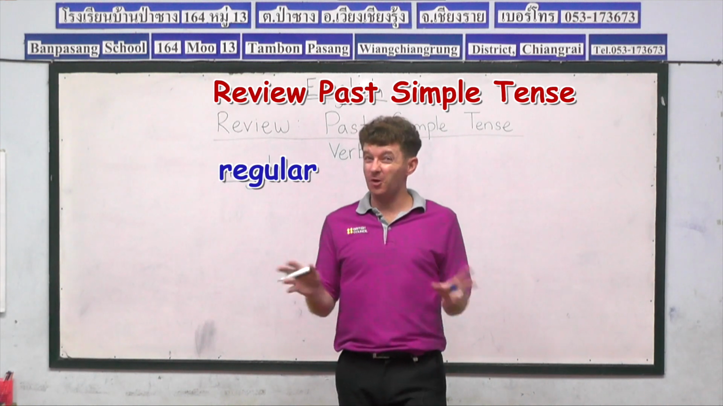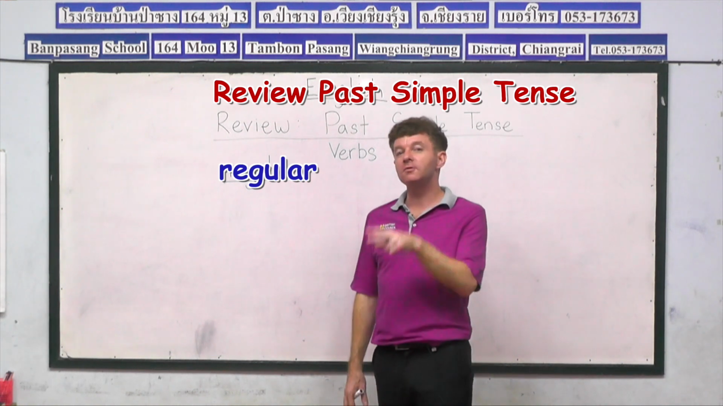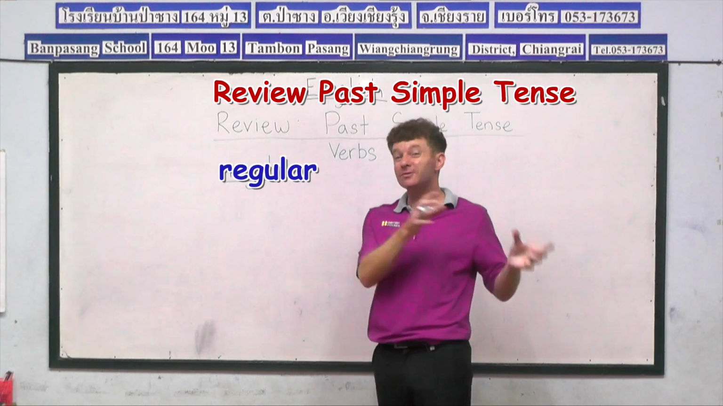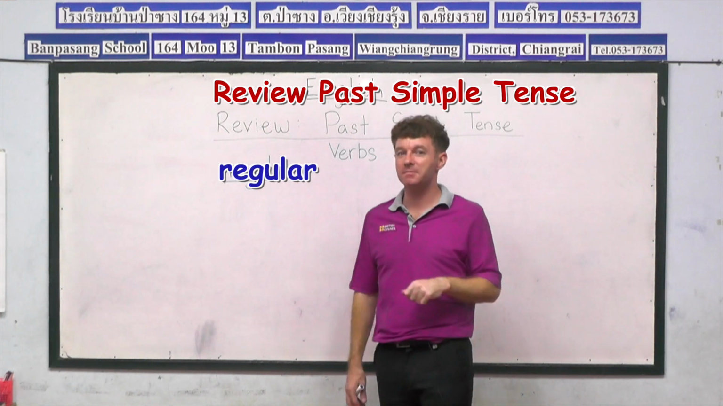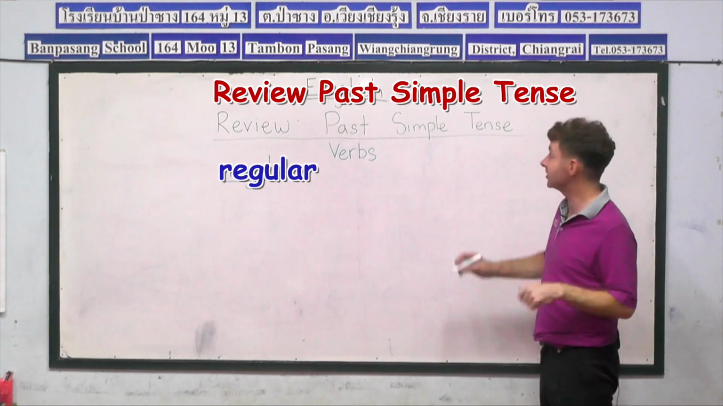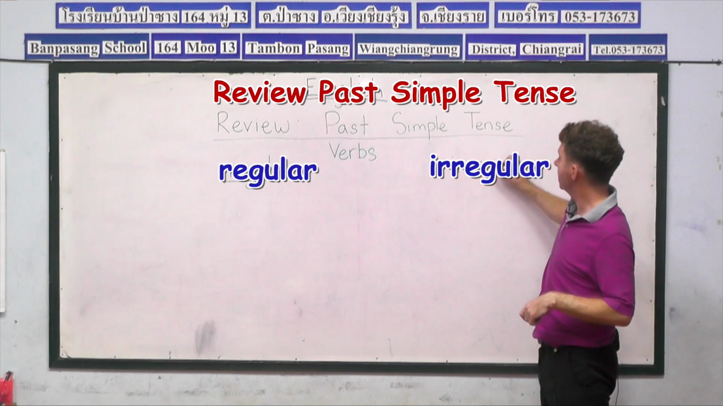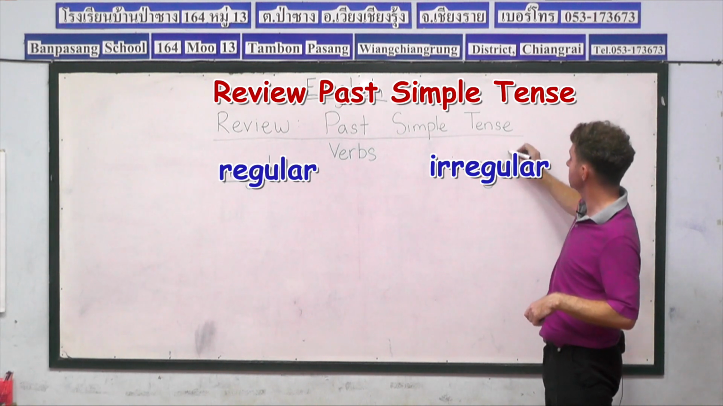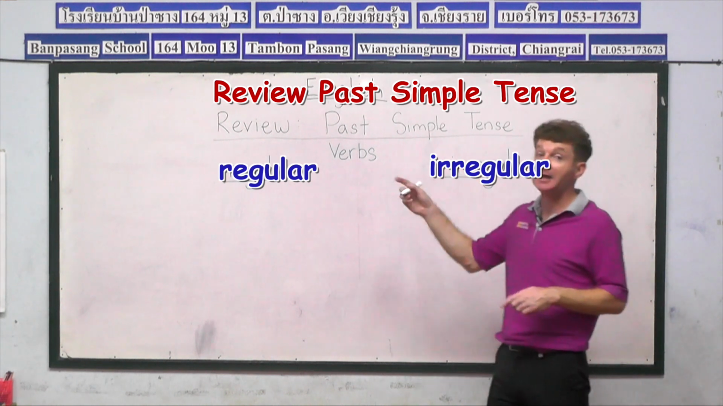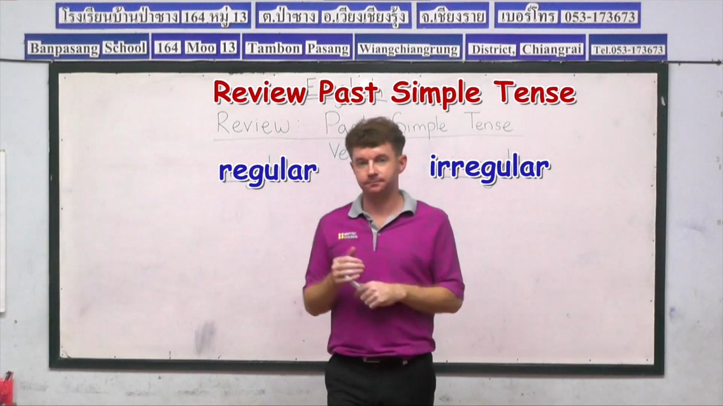But there are some verbs too that are harder. They're not normal. We can't use spelling rules to change them into the past tense. We have to use different words and we have to remember them. They're not regular, guys. They're called irregular. I-R-R-E-G-U-L-A-R. So we had regular verbs and irregular verbs.